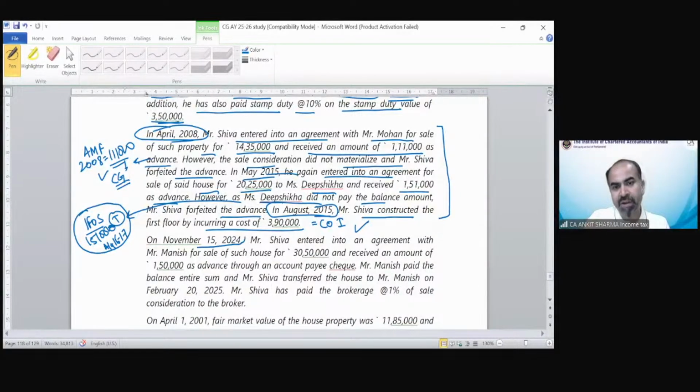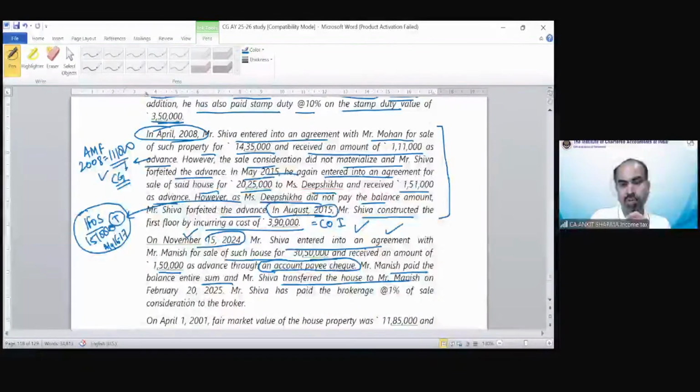On 15th November 2024, again Mr. Shiva entered into an agreement with Mr. Manish for sale of such house for 30,50,000 and received an advance of 1,50,000 by account payee cheque. That means the stamp duty value needs to be taken on 15th November 2024, because there is an agreement and an account payee cheque. Manish paid the entire balance sum and Mr. Shiva transferred the house to Mr. Manish in February 2025. Shiva paid brokerage of 1% on sale consideration. So this is my expense on sale.